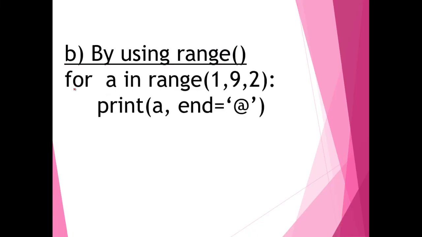So over here I have written an example like for A in range 1 comma 9 comma 2, and then print A and end is equal to @. Okay, let me give you a few minutes, so that you first try this yourself and see what output comes in this, okay? Then I will explain to you, right?